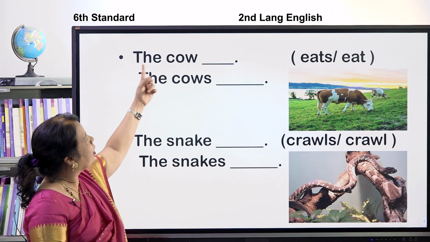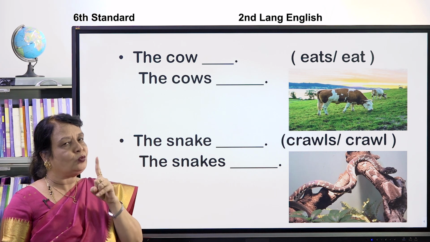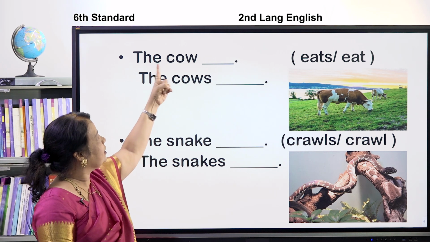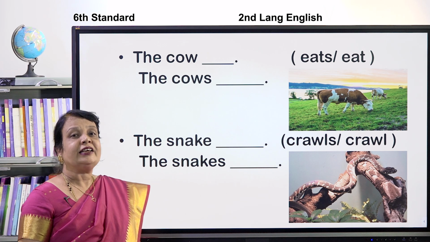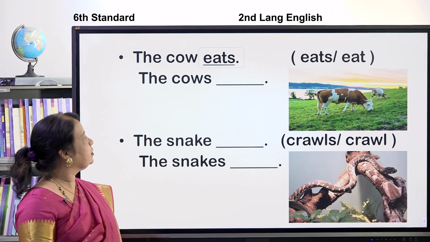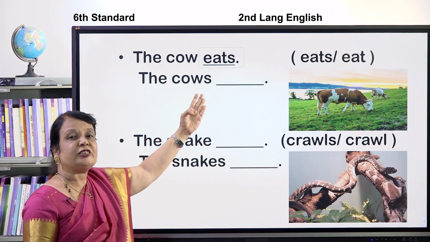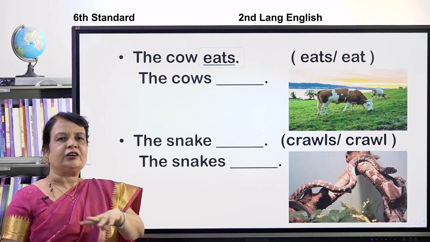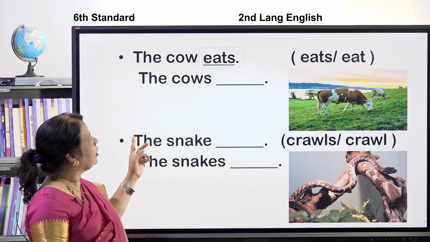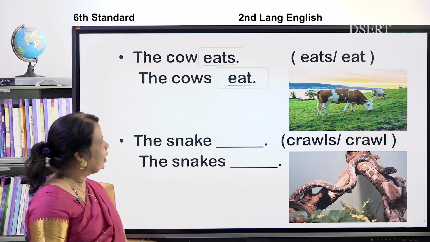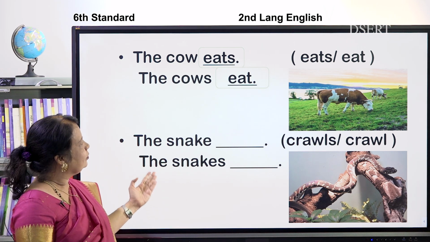I have two more here. Here, the cow. Cow means only one. Yes, when it is like this, you are supposed to add s. The cow eats. Here, the cows. Cows means many cows. Black, white, brown, everything mixed. The cows eat.